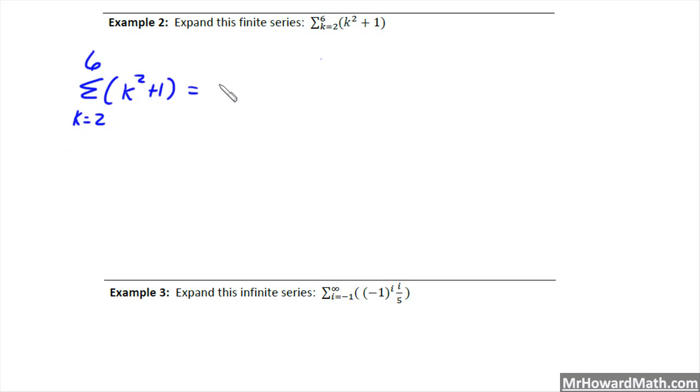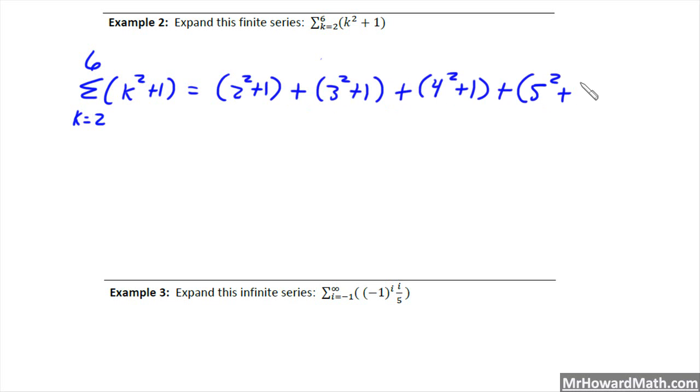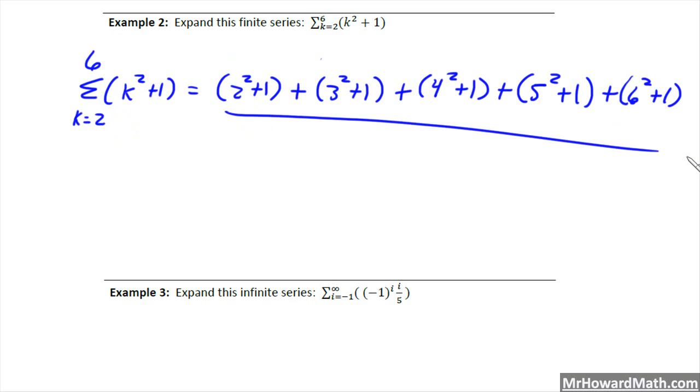So the first term would be 2 squared plus 1, plus the next one would be 3 squared plus 1, plus 4 squared plus 1, plus 5 squared plus 1, plus 6 squared plus 1. And then we stop there because we've gone from 2 here all the way up to 6 here. And those numbers are listed there. That's what this means to do. So this is expanded. They didn't ask us to sum it up. They just asked us to expand it.